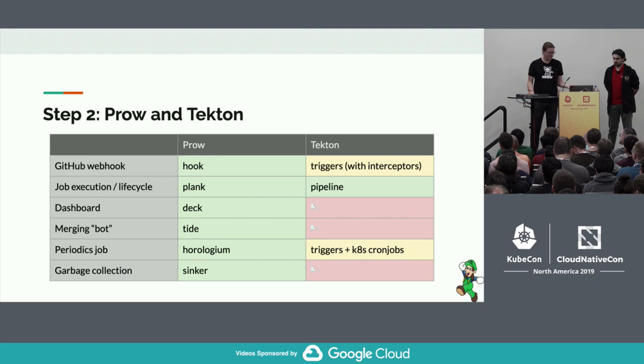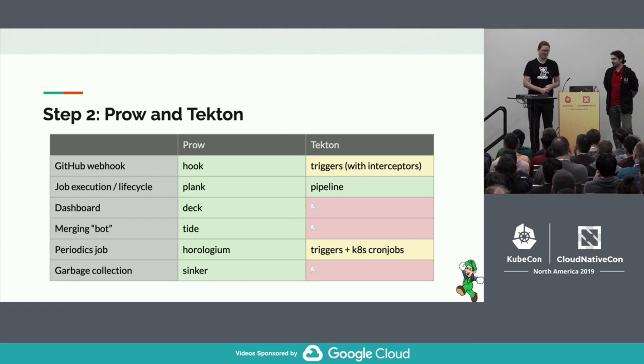For Tide, we don't really have a solution today. For Horologium, we do, with Triggers and using cron jobs from Kubernetes. Hopefully we show it later. And garbage collection is becoming a more pressing issue for us now that this has been running for a while, and we are getting towards thousands and thousands of task runs in our clusters.